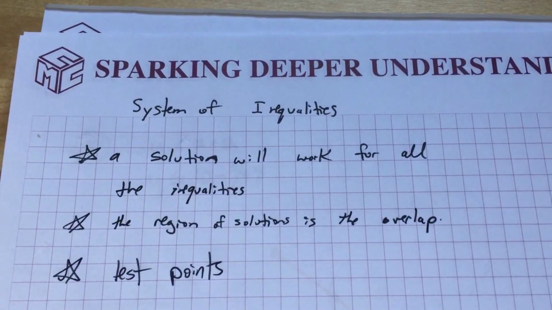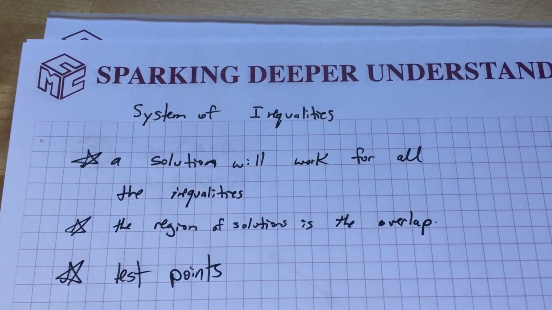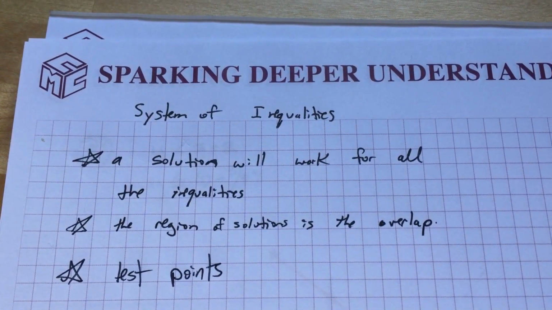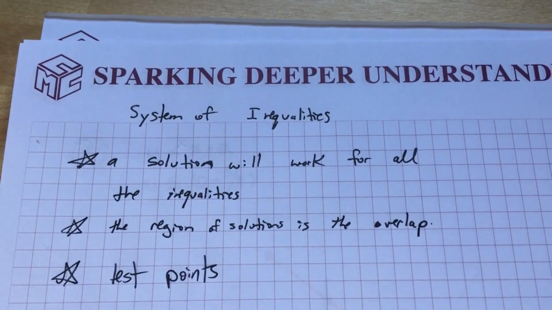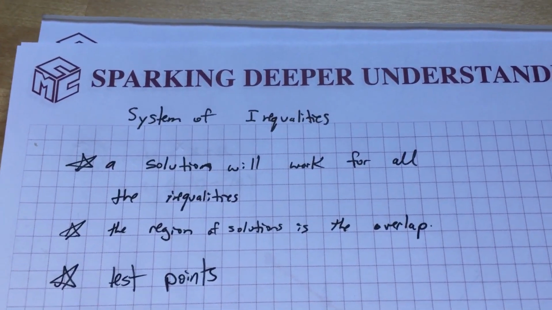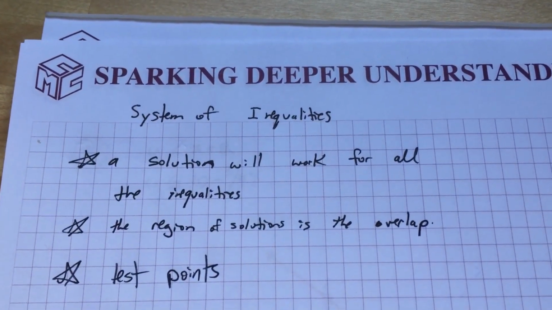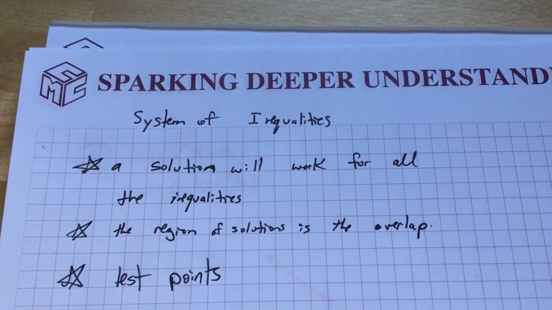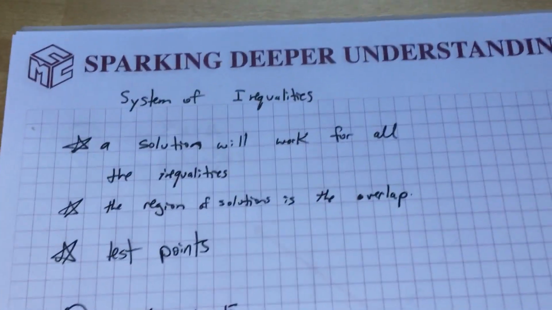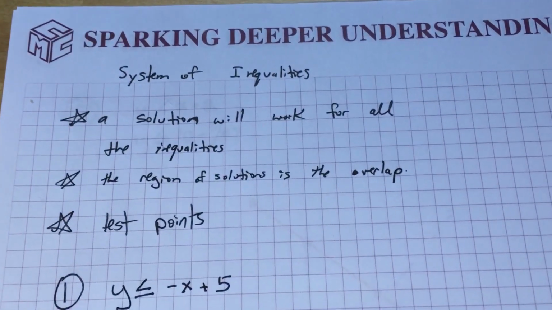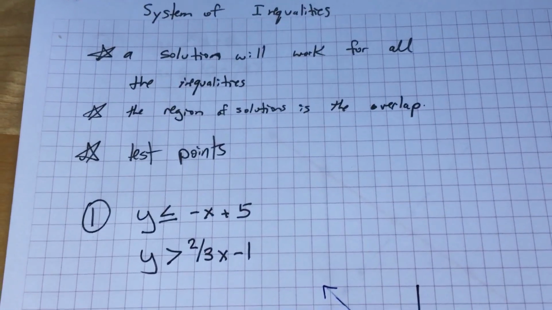And the biggest thing is we want to test points out. Okay, so whatever region you think, we want to test the points out, and they have to work. A solution will work for all of the inequalities. So we want to make sure that we test it into both of them. And again, we want to not test the points that are on the boundary line. We want to test some other points in the actual shaded region.